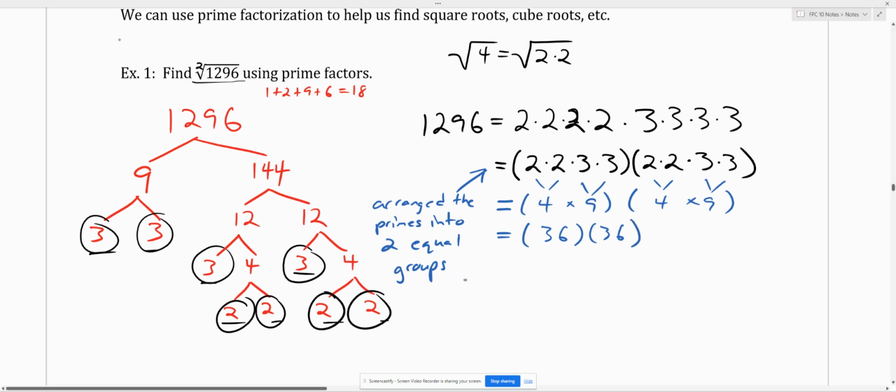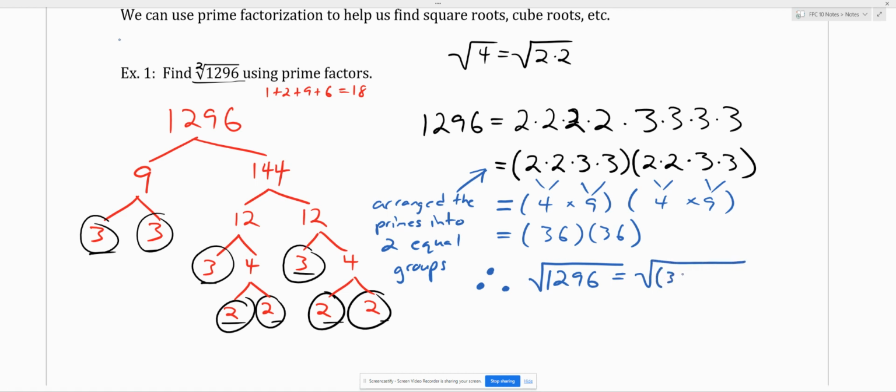So let's go back to the original question. We can say, therefore, that's what this 3 dots means. The square root of 1,296 is equal to the square root of two equal factors, 36 times 36. Therefore, the square root must be just the single factor of 36. And you can test that. Take 36 and square it, and you will get the exact same number, 1,296. That's how you can check that.